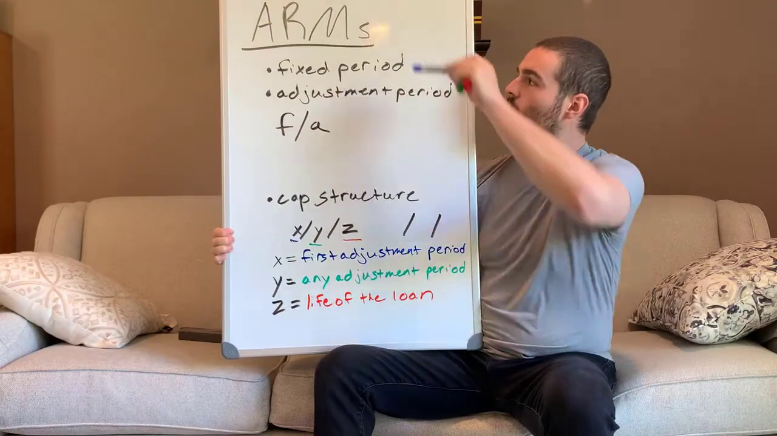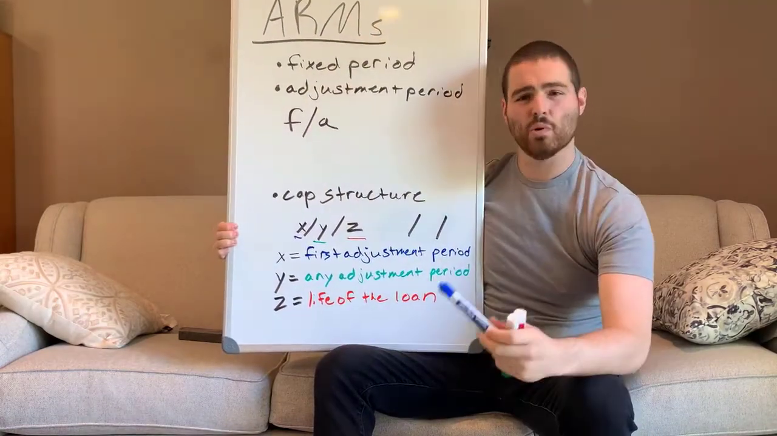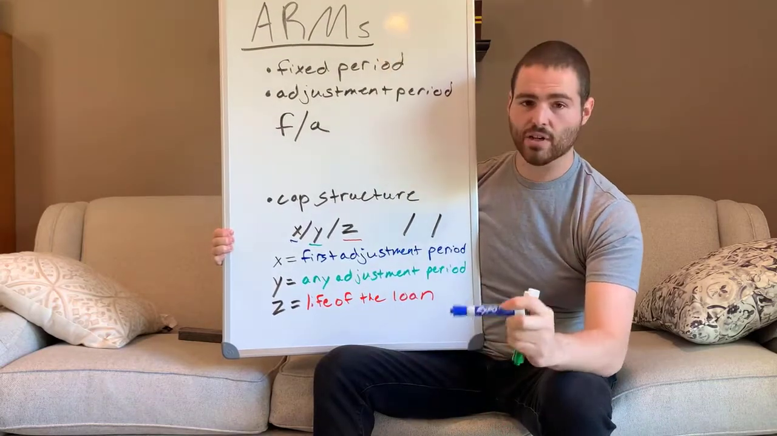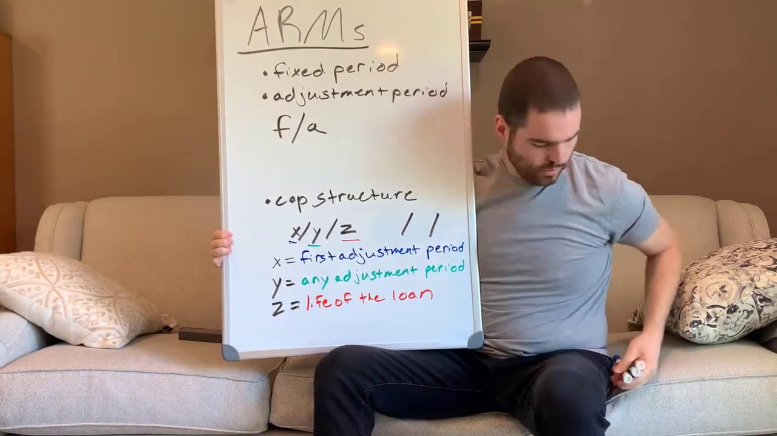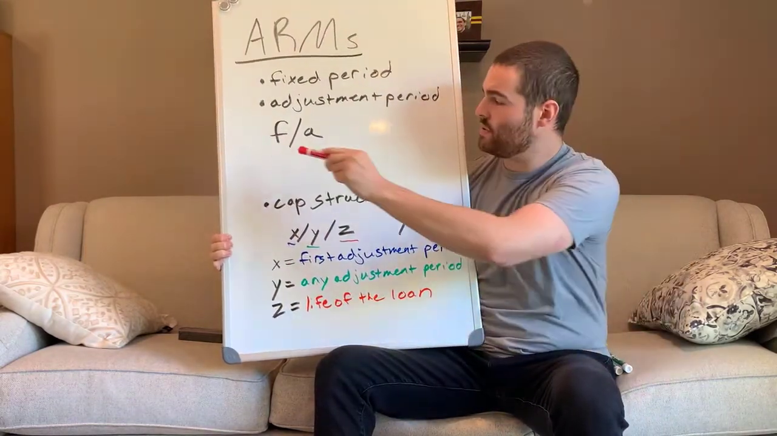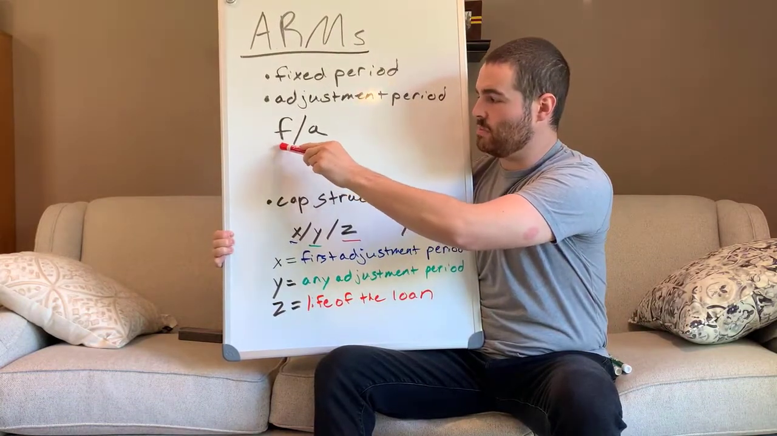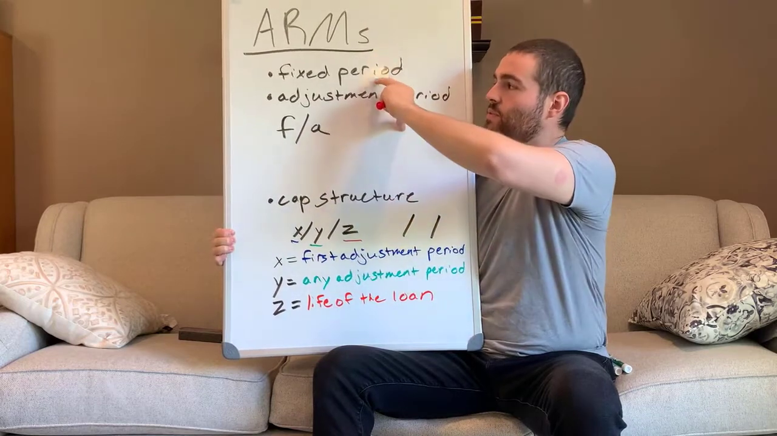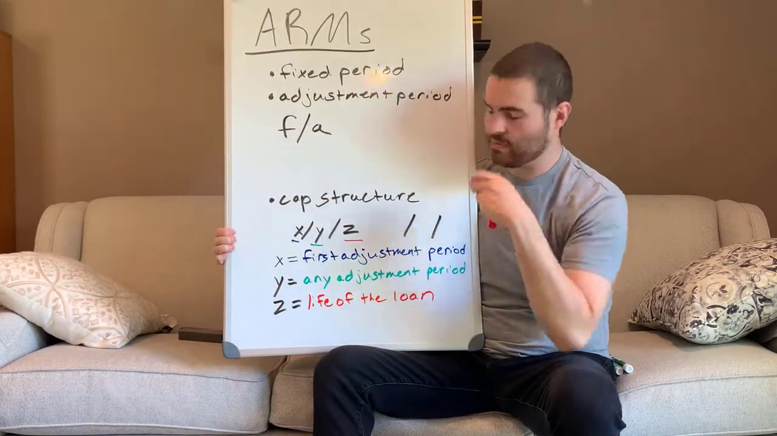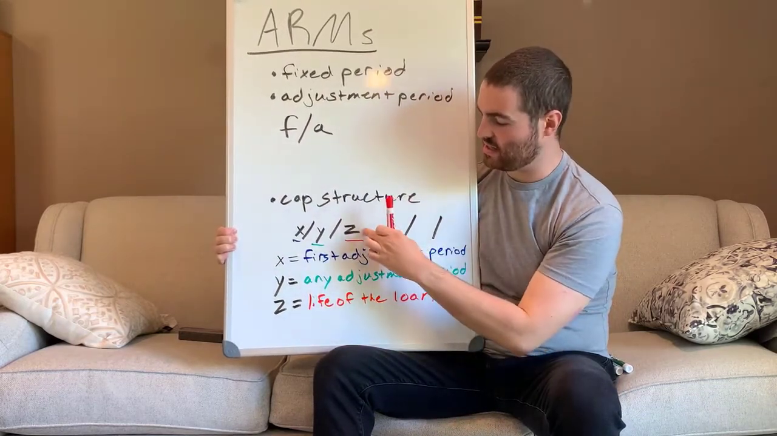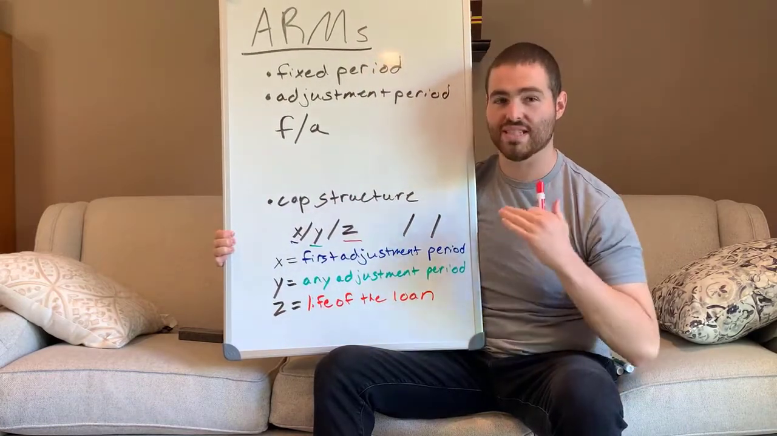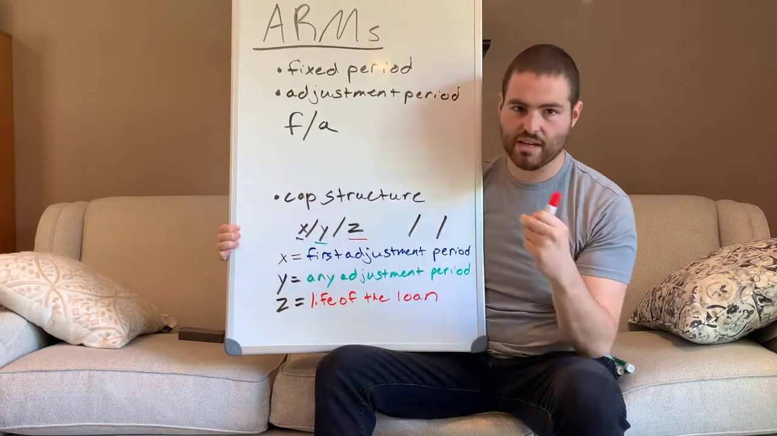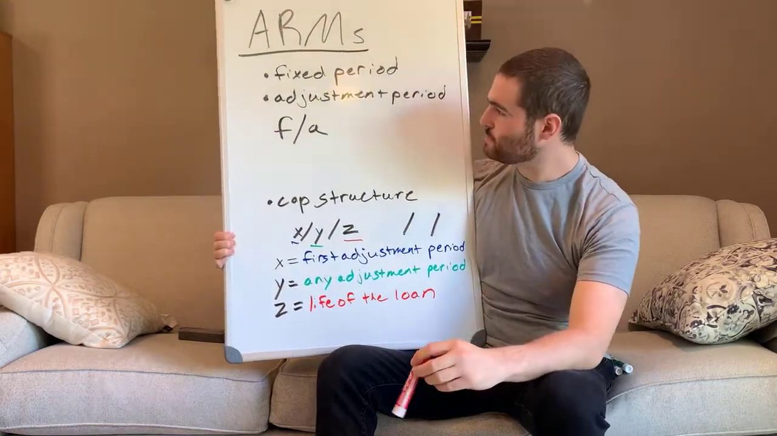You will see with ARMs, the way you see it commonly notated, you're going to have a couple different things you're looking for. One of them is going to have this structure where it's going to have one number, a slash, and a second number. And that is figuring out the fixed period and the adjustment period, which we'll talk about in a second. The second thing you'll see might be a little bit more into the details of a loan, and that's going to be three numbers separated by slashes. And we'll go into what both of these mean.